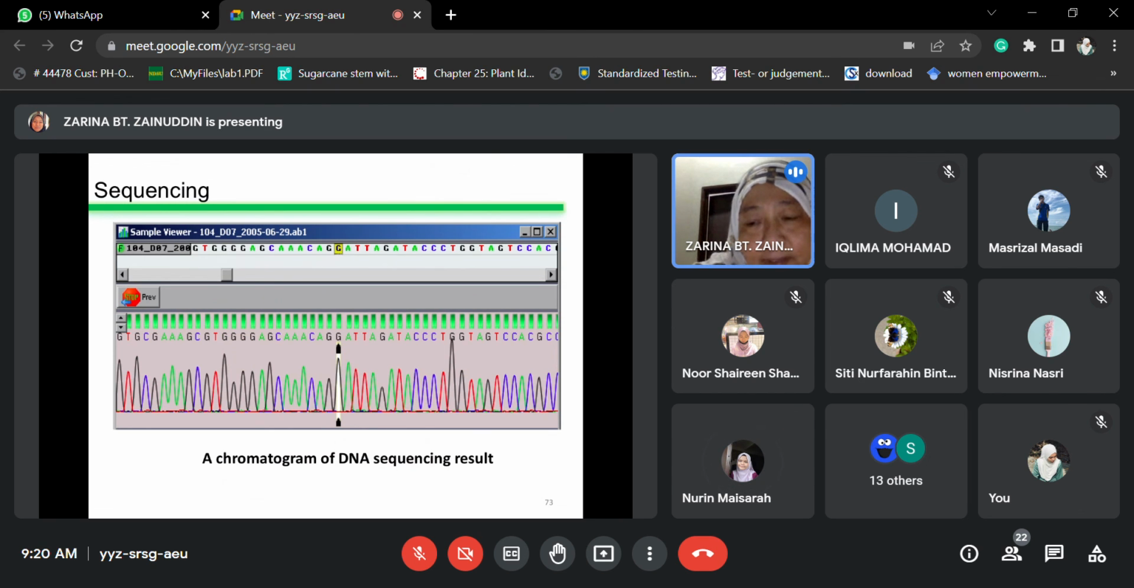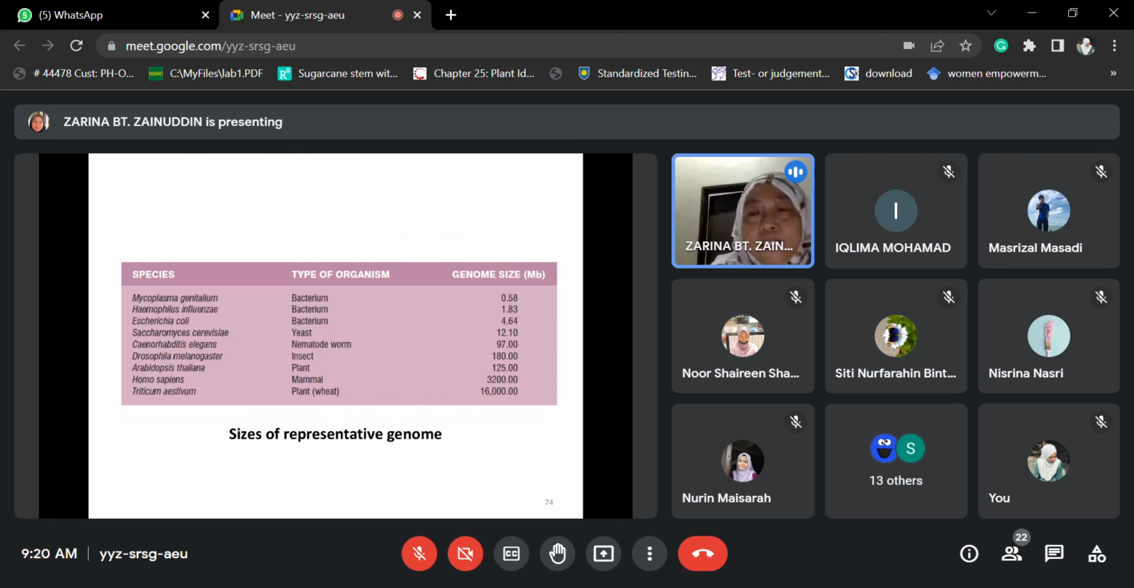Okay, understood. Alright, so this is just to show you some of the organisms that we have sequenced, with different genome sizes. For example, for a bacterium, of course, the genome size is smaller. For example, this Mycoplasma is only 0.58 megabases, compared to a plant with 16,000 megabases. Now there are many organisms that we have sequenced.